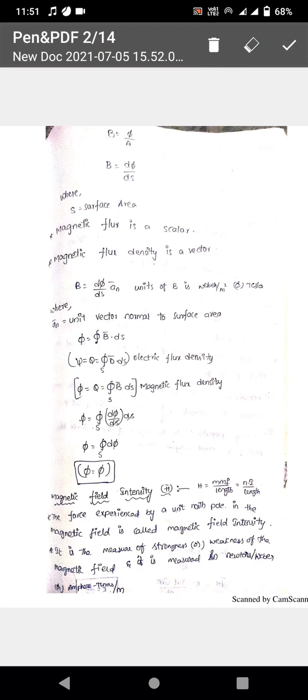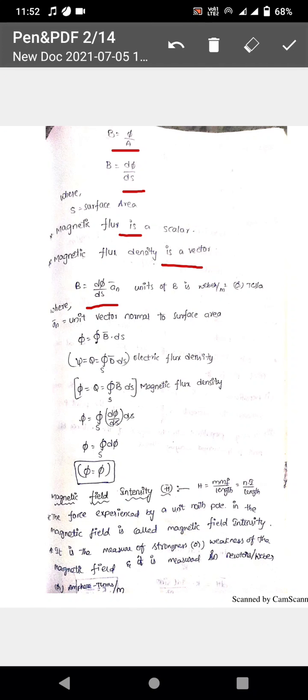As the flux density is B equal to phi by A, we can write B equal to d phi by ds also, where S is the surface area. Magnetic flux is a scalar. Similar to electric flux being a scalar, electric flux density is a vector. Magnetic flux density is a vector. Previously we discussed the electric flux density and magnetic flux density. The letter to indicate magnetic flux density is B, whereas electric flux density is D bar.